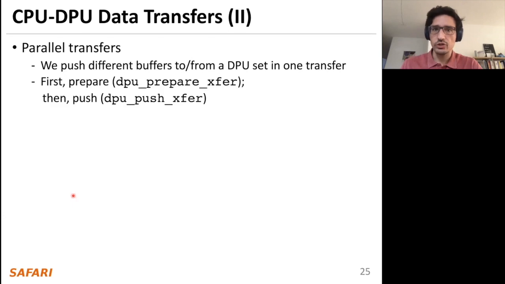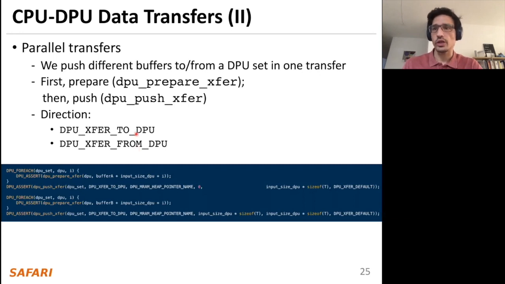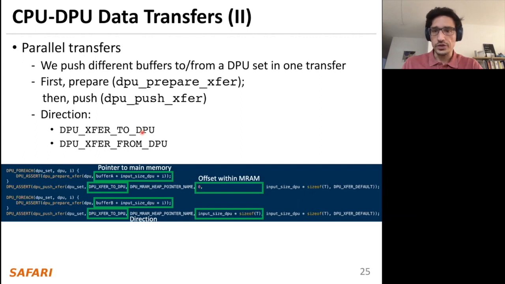And then we have the parallel transfers. In this case, we first need to prepare the transfer and then we push it. And pushing it is to the DPU or from the DPU. So it's semantically equivalent to the copy to or copy from. So here we have the pointer to main memory that we define in the preparation of the transfer. Then here we define the direction, to or from the DPUs, the offset within MRAM, and the transfer size. Now the question is, where should we use parallel transfers and where can we or should we use serial transfers? So this depends on the amount of data that we are transferring.